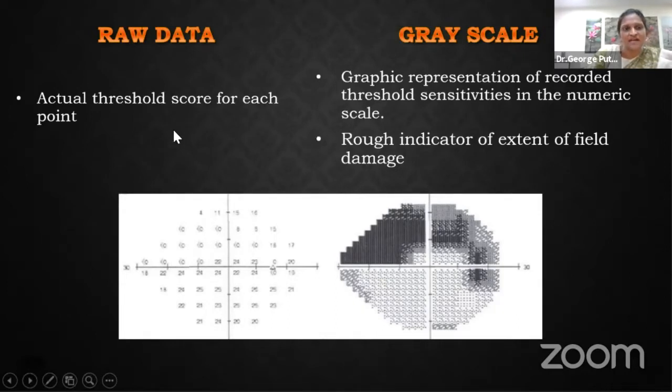The raw data gives the actual threshold score for each point. The numerical represents the decibels. So the higher the number, the higher the retinal sensitivity. The lower the number, the lower the retinal sensitivity. Usually the fovea has the highest retinal sensitivity. The maximum recorded in young patients is around 40 decibels. The grayscale gives just a graphical representation of the threshold. One should not judge the extent of the field damage with the grayscale.